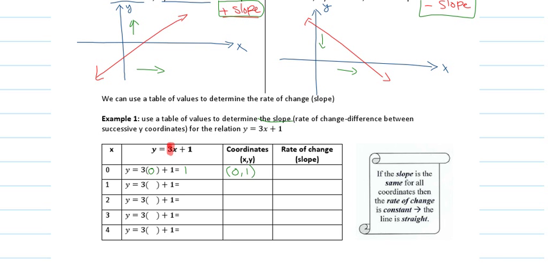What do I plug in for my second one? 1. So 3 times 1, 3 plus 1 is 4. And my point is going to be 1, 4. And then I'm going to plug in 2, because my x value is 2. 3 times 2 is 6. Add 1, that's 7. And my point is going to be 2, 7.